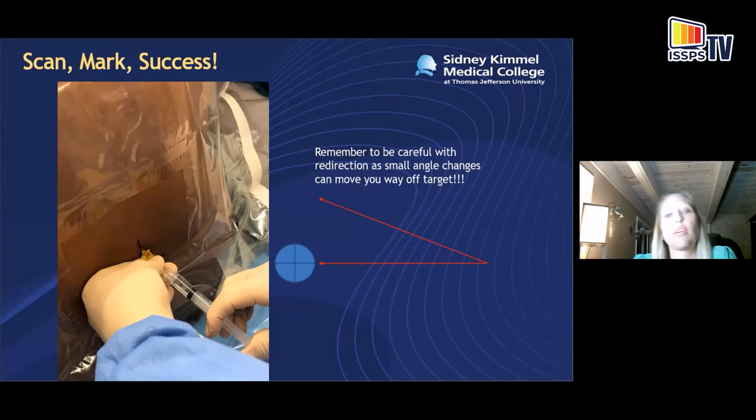So a small adjustment can go a long way in an obese patient, just by the nature that the structures are so much deeper. And that's not the case in a non-obese patient. You can make a lot more adjustments and not have as much of an effect.